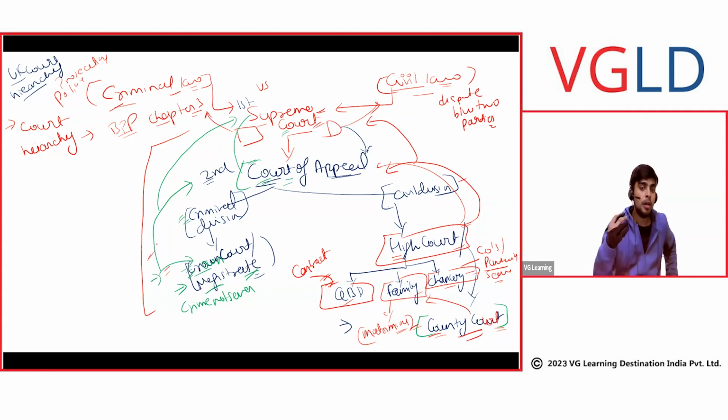But in criminal cases, because we just need to prove the crime, and in the case of criminal crimes, the justice needs to be served as soon as possible. So that's why the division here is very less as compared to the civil division. So far so good?